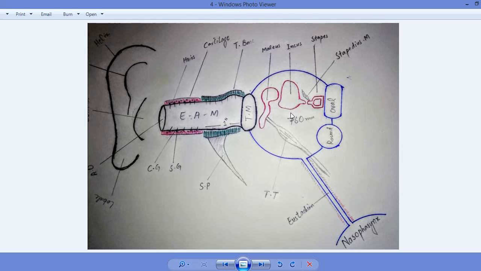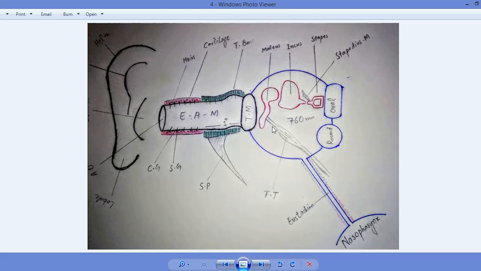One important function of the tensor tympani and stapedius is to avoid any damage to the tympanic membrane, oval window and the whole ear. It protects during very sharp or very loud sound, when the tympanic membrane is going to vibrate very heavily. What will happen? This starts the tympanic reflex. That is called tympanic reflex.